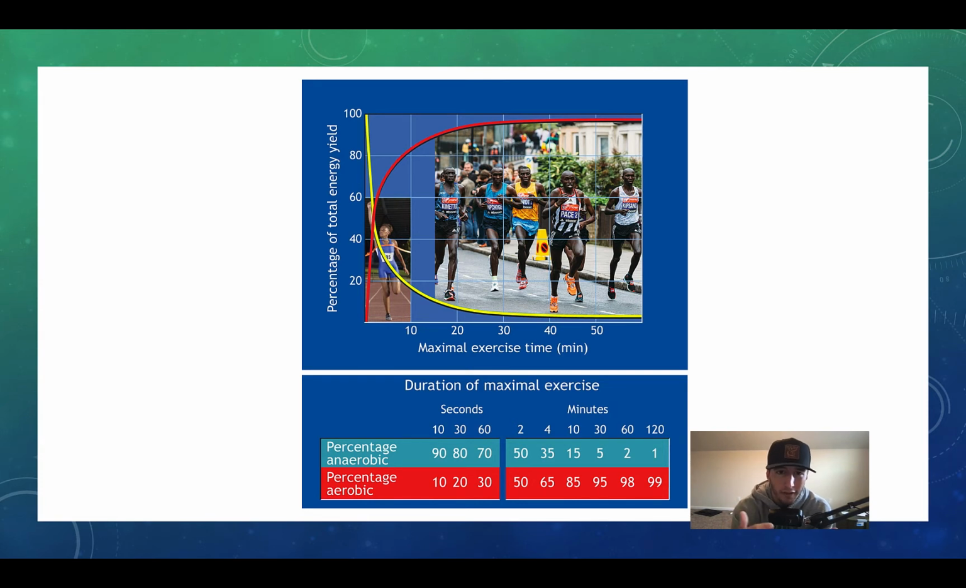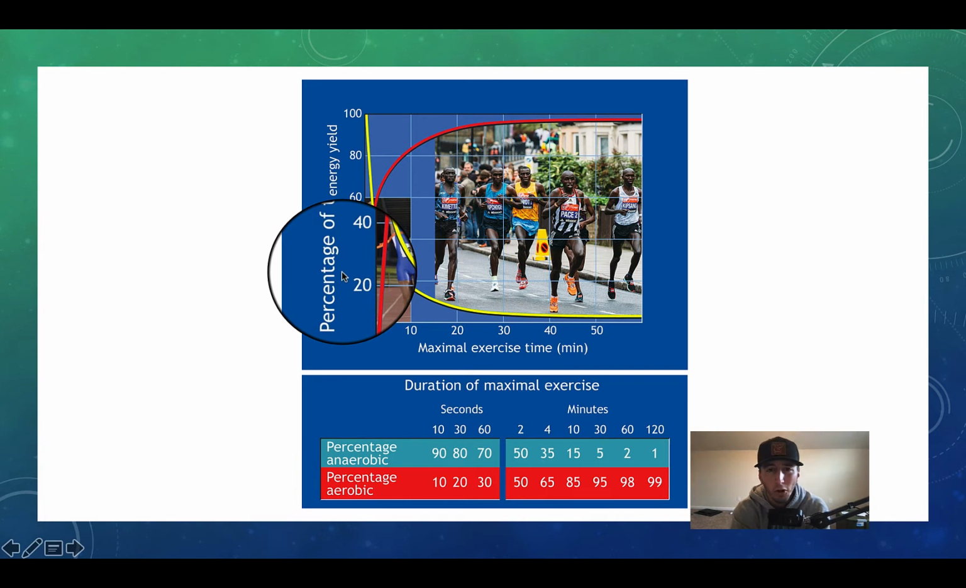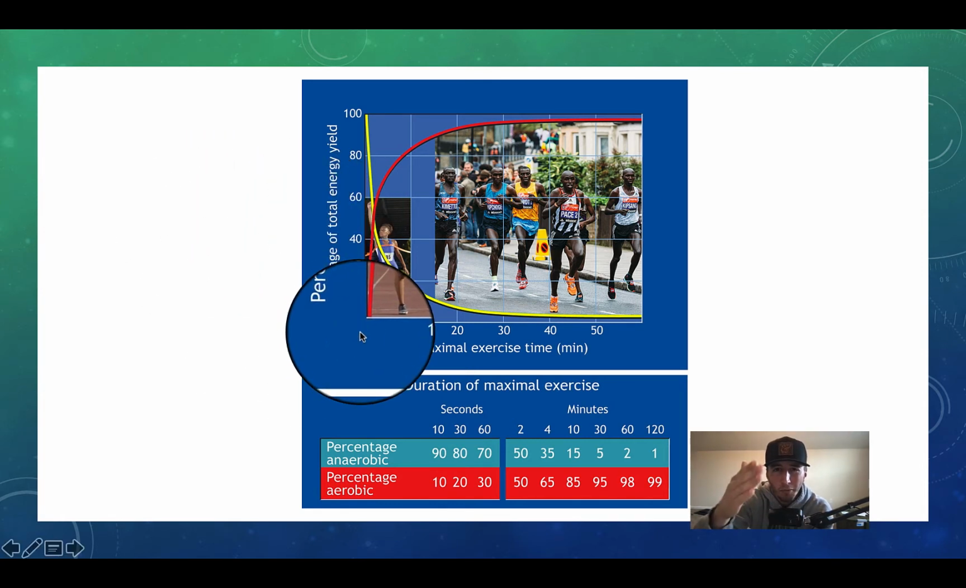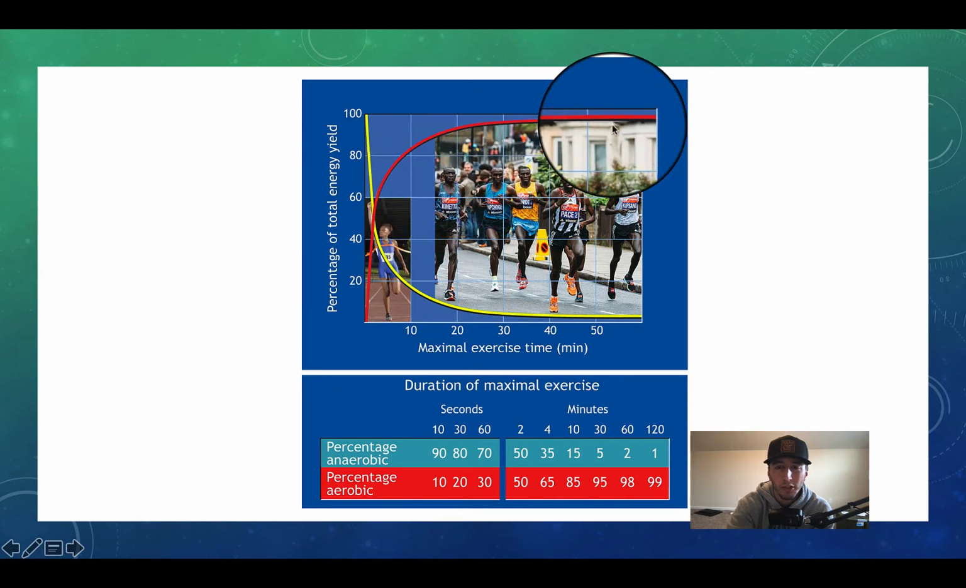So if you look at this chart, we're tracking the percentage of total energy yield coming from the anaerobic or aerobic system. If we track with this red line, you can see that as the time domain increases, as we continue exercising for longer and longer periods of time, a greater percentage of energy is coming from our aerobic system. This is that slower form of glycolysis into the Krebs cycle and into the electron transport chain that we've talked about before.